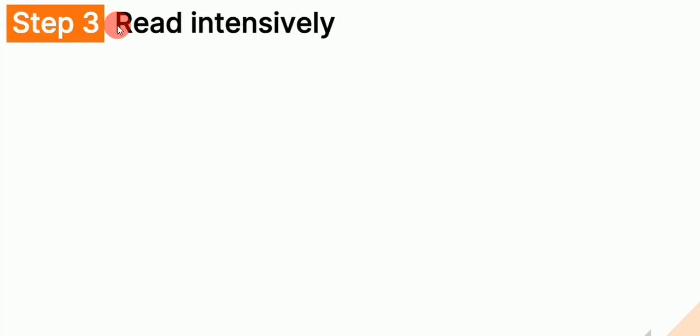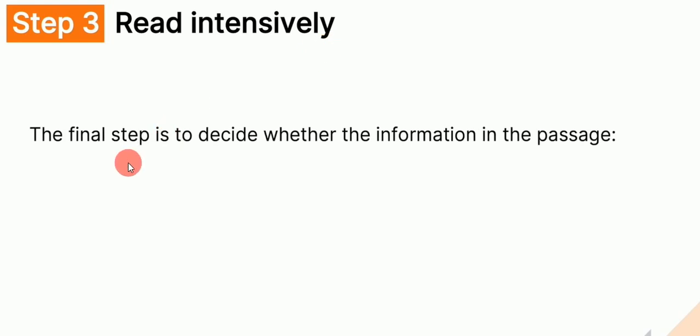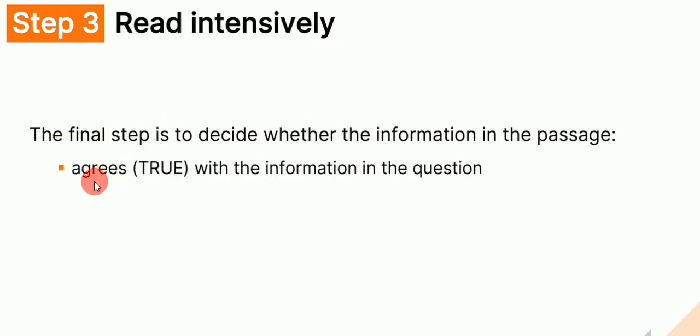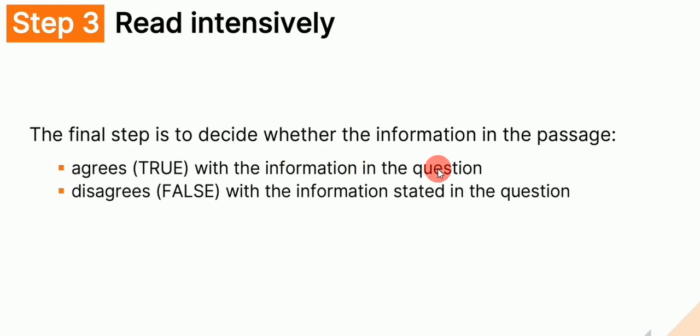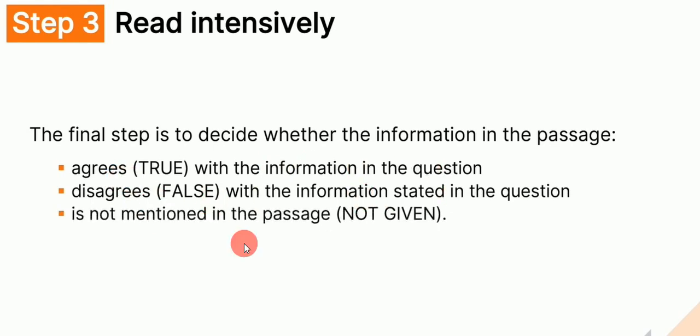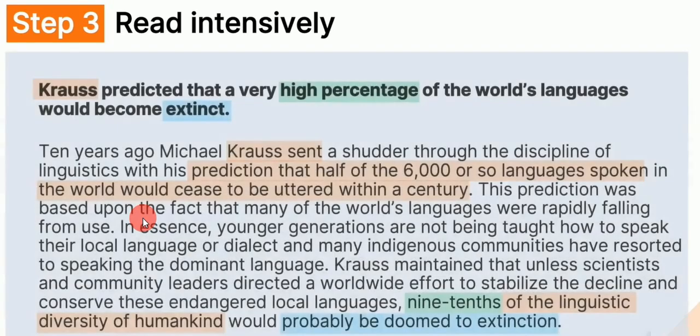Once you have located the correct section of the text, you need to read it carefully and intensively to find the correct answer. This means that you need to decide whether the information in the passage agrees, true, or disagrees, false, with the information stated in the question, or whether the information in the question is not mentioned in the passage, not given. Is the answer true, false, or not given?